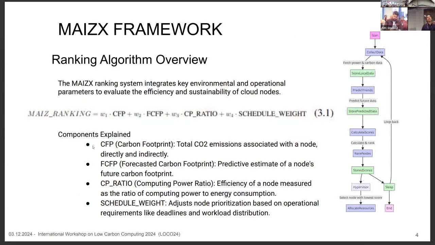The ranking algorithm uses the carbon footprint of each node, the forecasted carbon footprint of each node, and also it takes into consideration computing power. How much power are we using? How much power have we used in the past, and how much power are we forecasting to use? And also very important for private clouds, because all the clouds are different, is the schedule weight. Do we need this load right now? Do we need it in the future? Can we wait until two weeks into the future? So it's a linear algorithm, but it provides a lot of flexibility for private cloud operators.